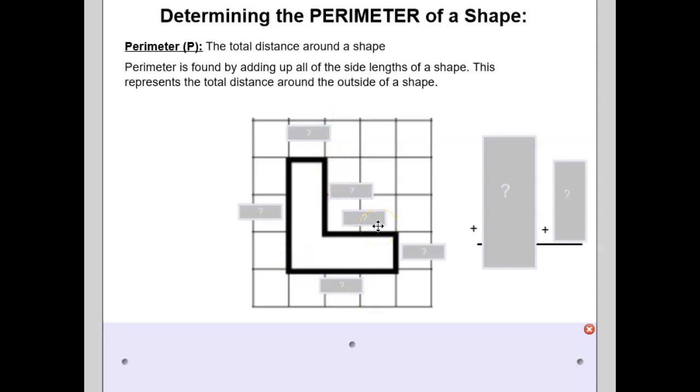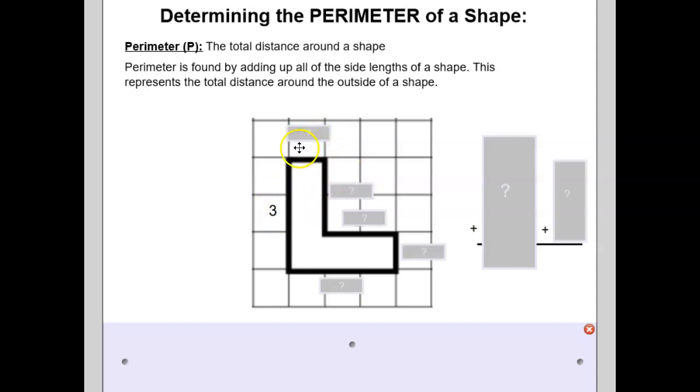So for this particular shape, we know the sides aren't given to us. But that's okay because square units are provided. So I can determine the side lengths by counting the number of square units that each side length takes up. Let's do this one together. So this side length is 1, 2, 3 because it covers 3 square units.